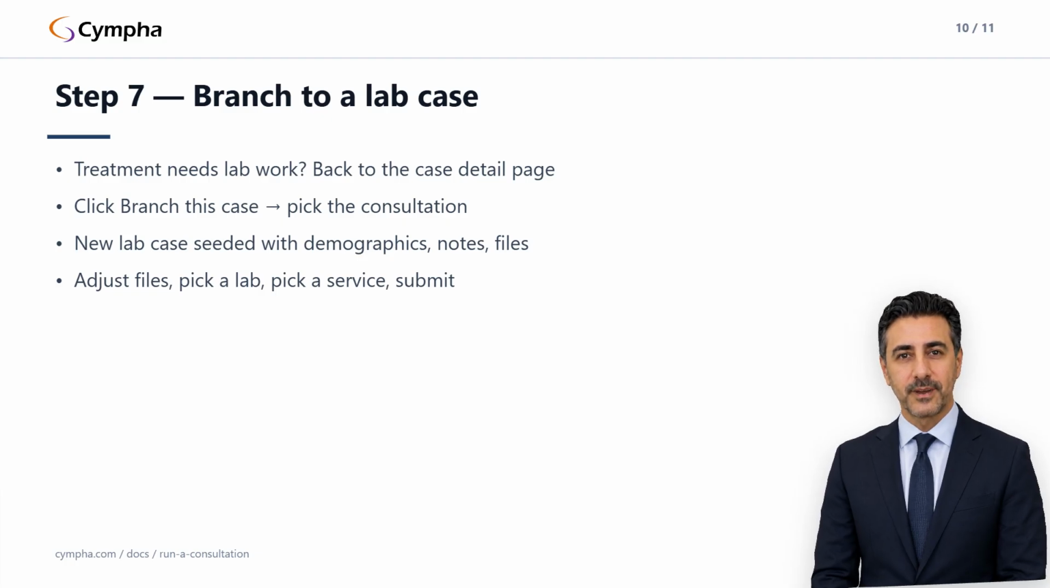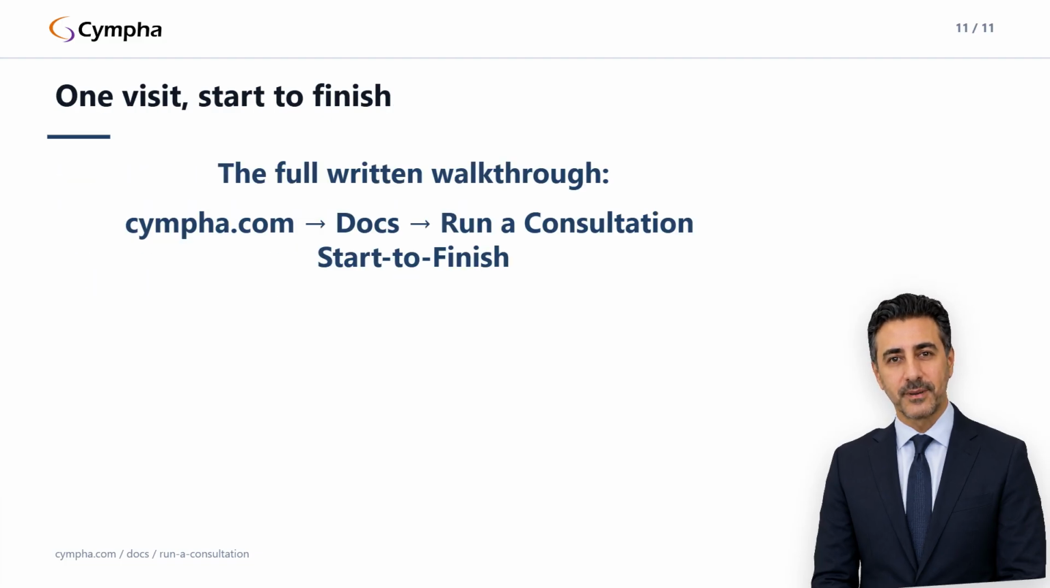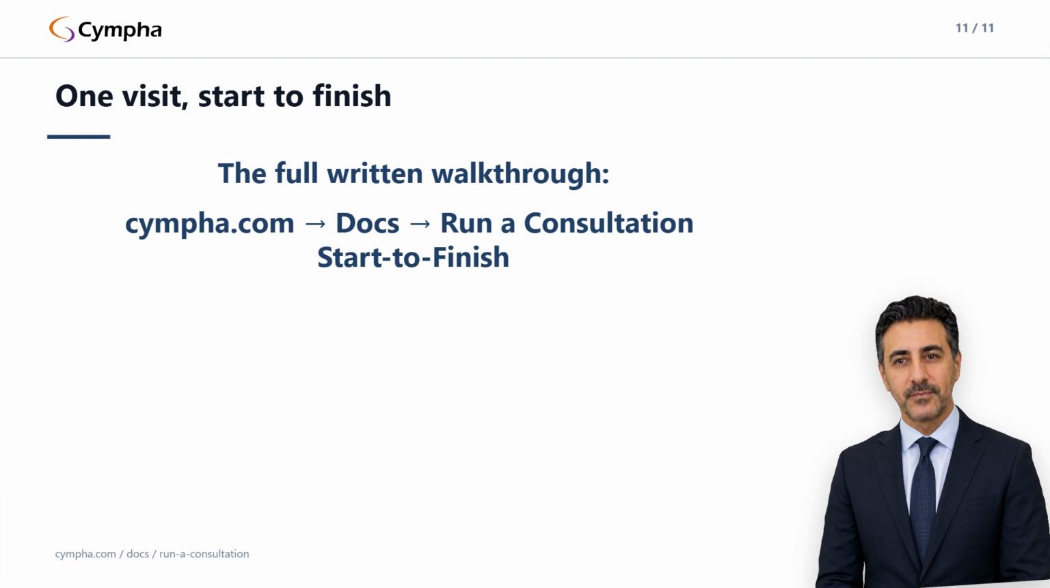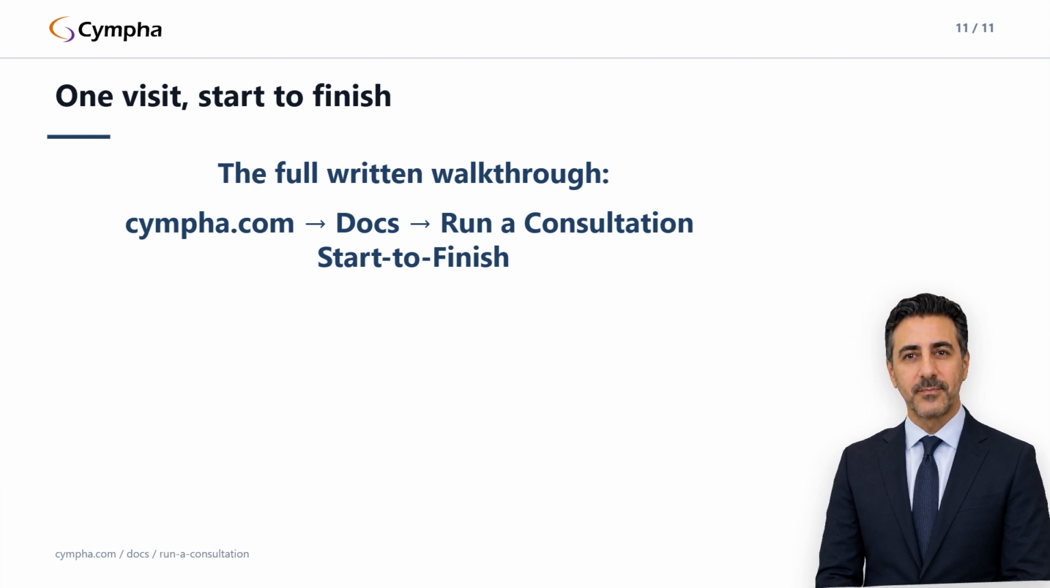That's the whole arc of a visit. Add the consultation, fill the sections honestly, let the extraction draft and correct it once, generate the two plans, share with the patient before they've left the building, and branch to a lab the moment treatment calls for one. The pattern worth remembering is that each step feeds the next. Good notes make a good extraction, which makes good plans, and a good patient plan makes an easy yes. Run it once on a real visit, and the sequence becomes automatic. The structure carries you through it.